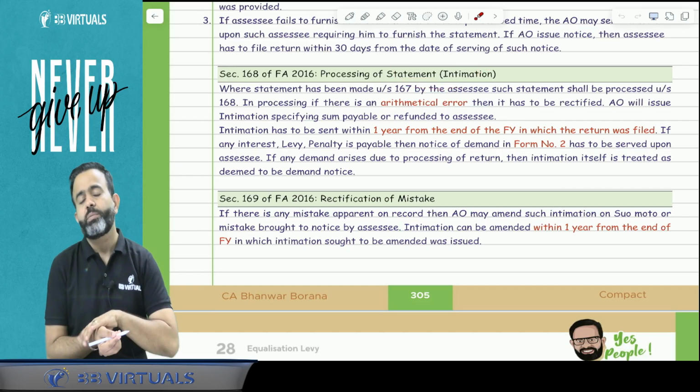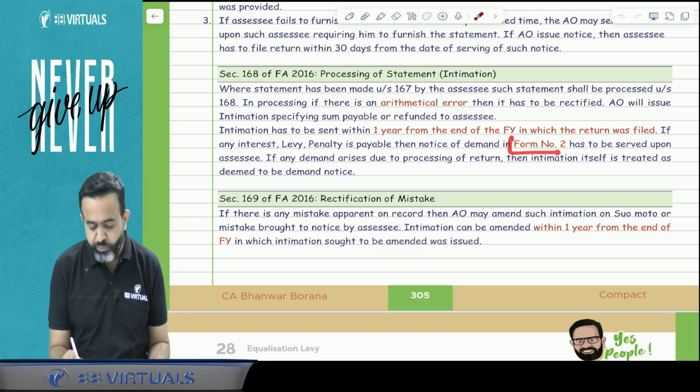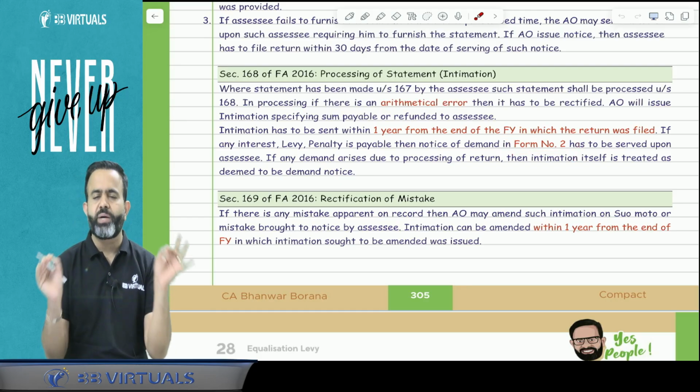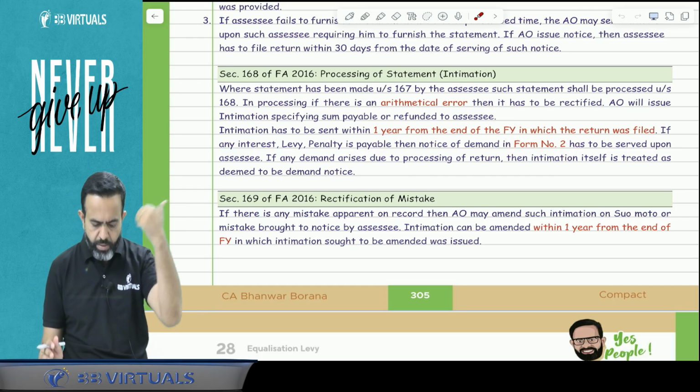Okay, one more point. Suppose the assessing officer is imposing the penalty, then he will issue the demand notice in the form number 2. So form number 2 is basically the demand notice for the penalty.